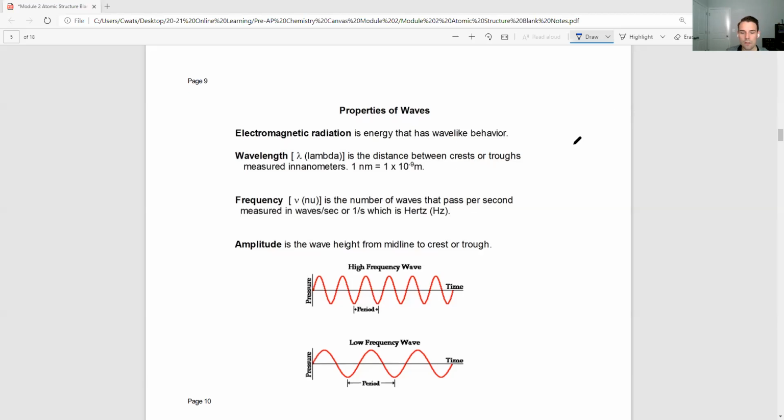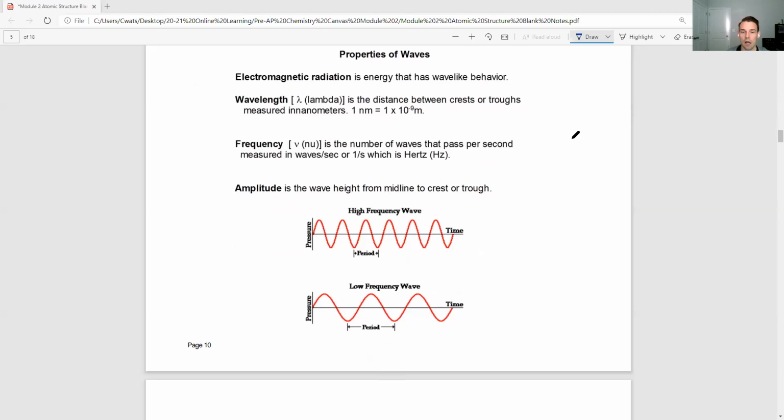So a little bit about waves themselves. Electromagnetic radiation, which we're going to talk about later, is energy that has wave-like behavior. So within a wave, you've got wavelength, which is the Greek symbol lambda, and that's going to be the distance between crests and crests or troughs to troughs. So on here, for some reason, it's labeled period. This is the wavelength. So you're going from the bottom to the bottom. You can go from the top to the top. That will be the wavelength.